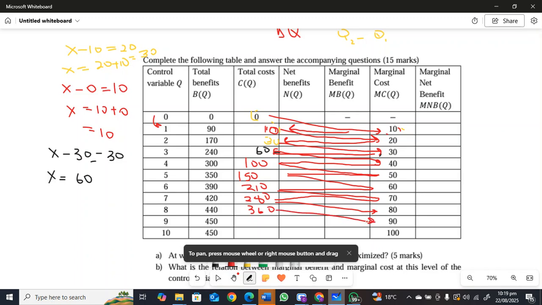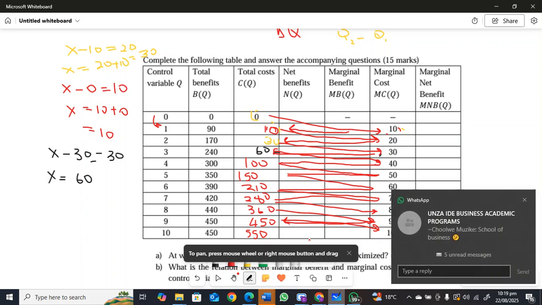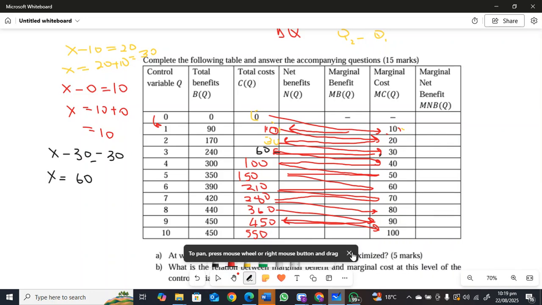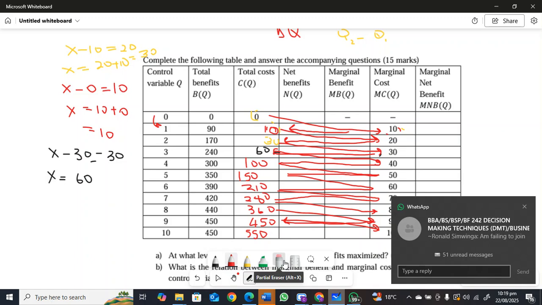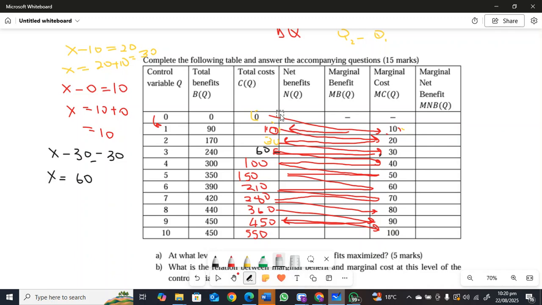360 plus 90, that will be 450, if I'm not mistaken. Okay, 450 plus 100, 550. Colleagues, can you see this table? Just keep adding like how I've added here. That way I think it will make life easy. Any questions so far? And have we all got the pattern?